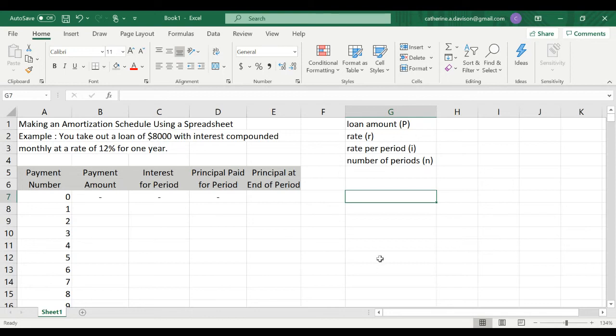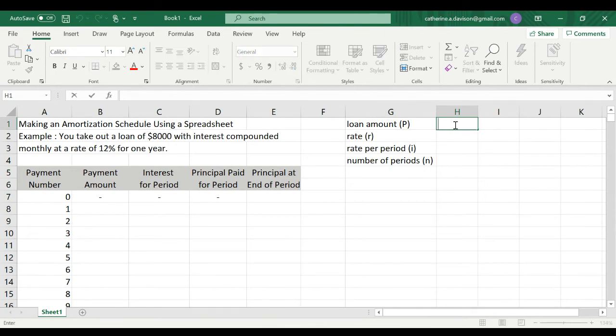This video shows how to make an amortization schedule using a spreadsheet. The example we'll use is you take out a loan of $8,000 with interest compounded monthly at a rate of 12% for 1 year. So what you always want to start with is to calculate the payment amount.